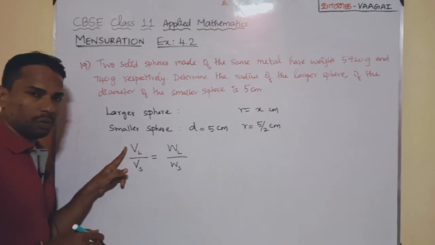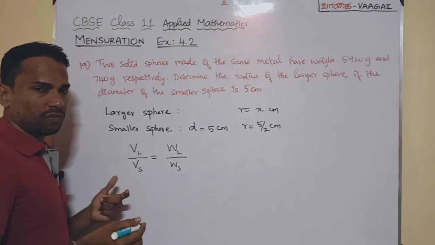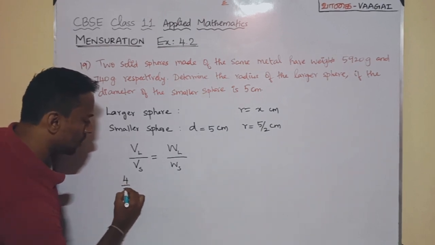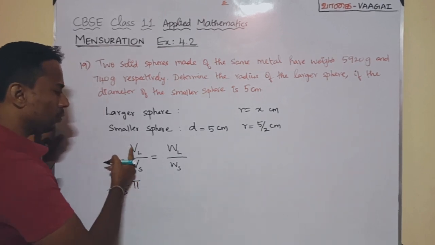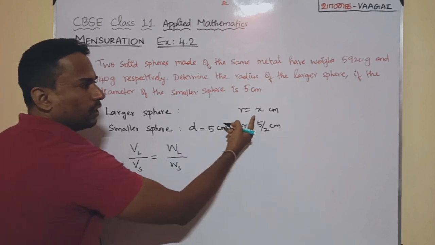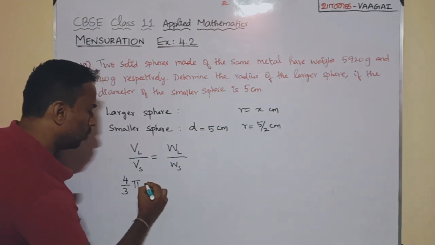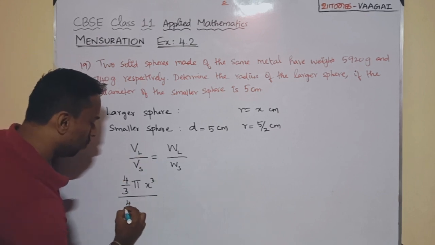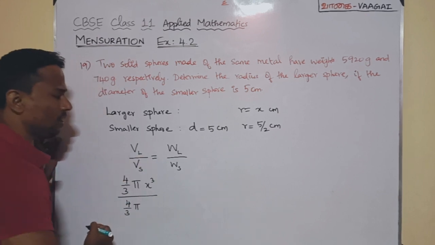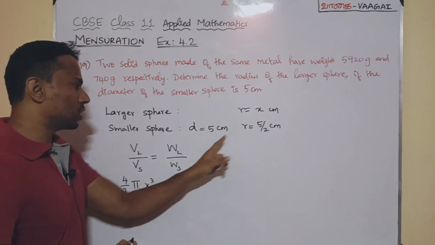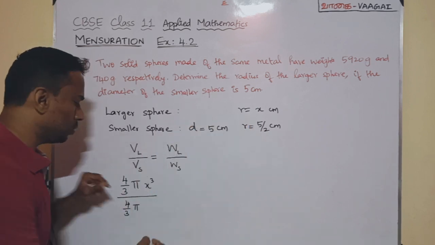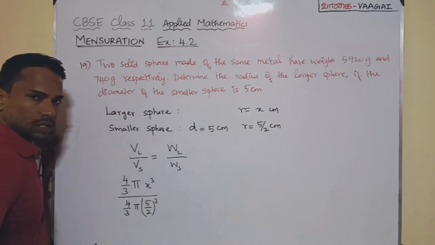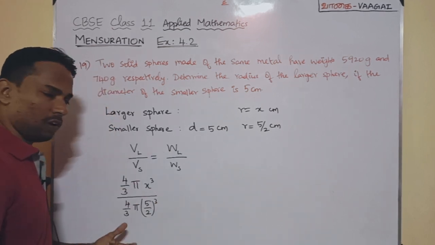Now start from here. What about the volume of the sphere? We know the formula, 4 by 3 pi r cube. So 4 by 3 pi. What about the volume of the larger sphere? We took its radius to be x centimeter, so x cube, divided by the volume of the small sphere, which will be 4 by 3 pi. What about the radius of the smaller sphere? That is going to be 5 by 2 centimeter, so 5 by 2 the whole cube. Since both are in centimeters, our units will also be adjusted.